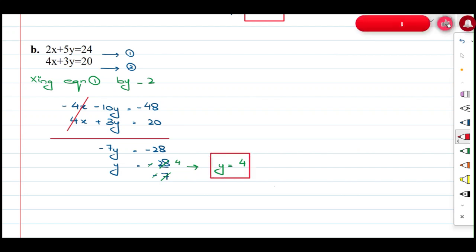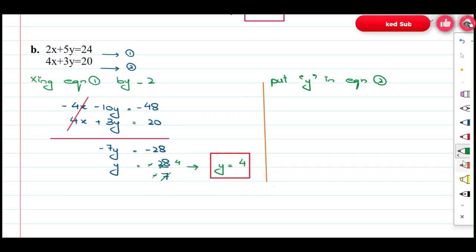Now after getting the y value, we have to do the second step. In the second step, we have to substitute the y value into your first equation or second equation. This is up to you, right? Put y in equation 1 or 2. This is up to you. I'm putting in 2. Okay.